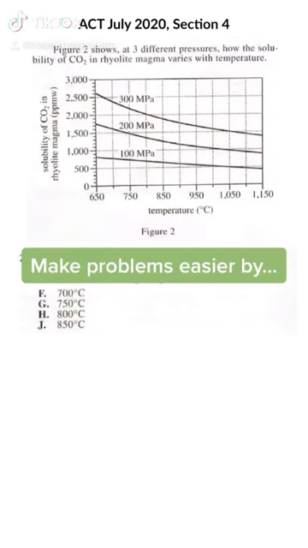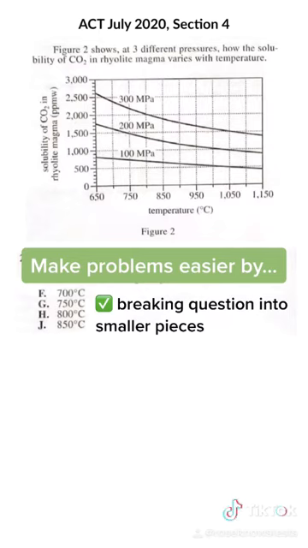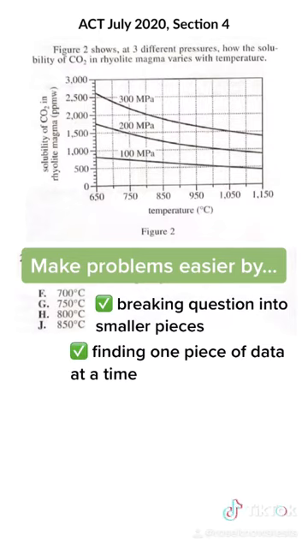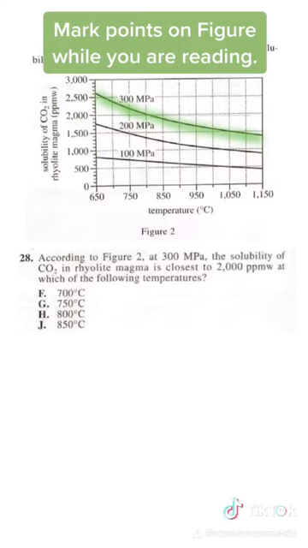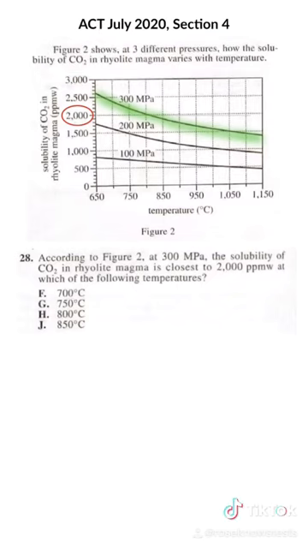On the ACT Science section, it is easier to break the question into smaller pieces and find one piece of data at a time. For example, according to Figure 2, at 300 MPa, here's 300 MPa. The solubility of CO2 in rhyolite magma is closest to 2000 ppmw. Okay, so now let's mark 2000 ppmw on the y-axis. So it says, at which of the following temperatures? Let's find where the red and green lines intersect and draw a point down to temperature. The temperature here is 800 degrees Celsius, so the answer is H.